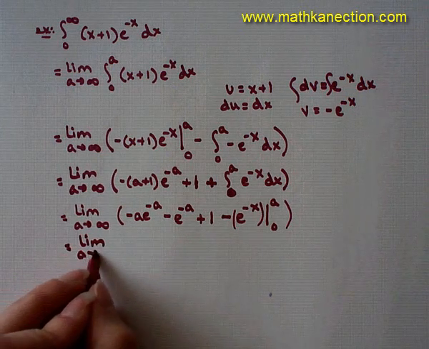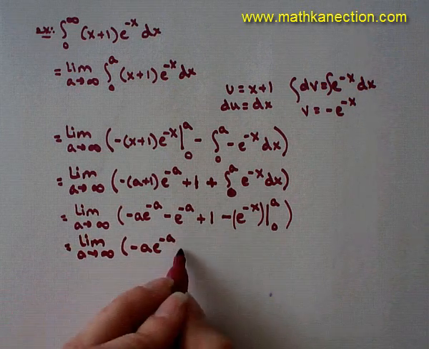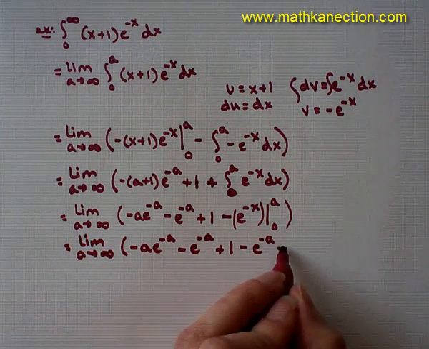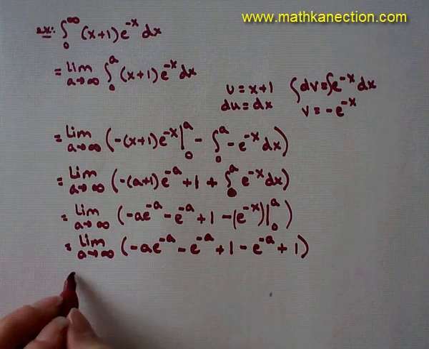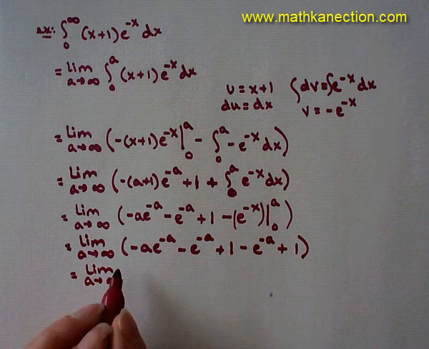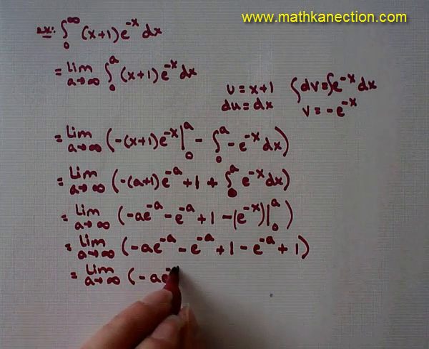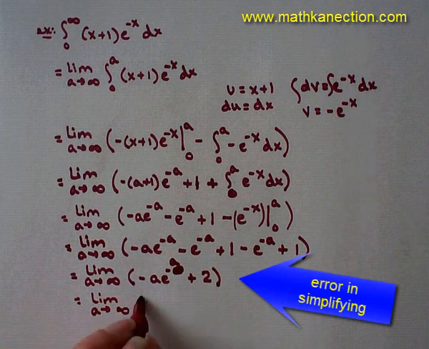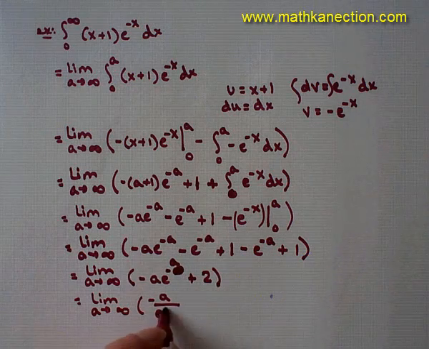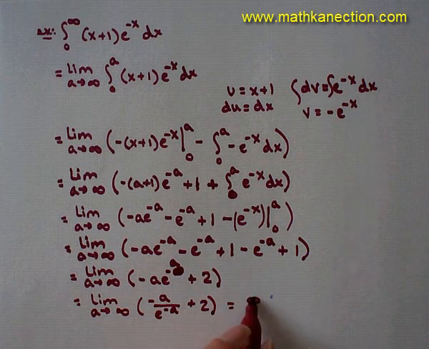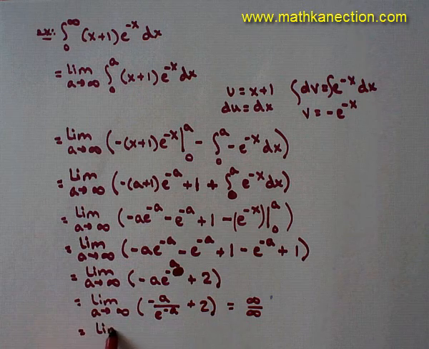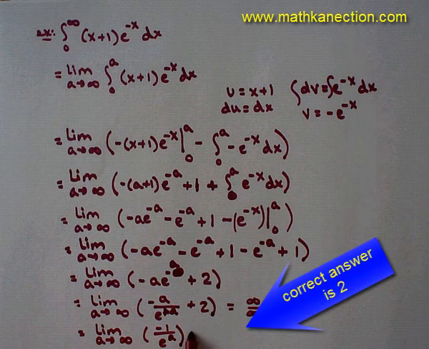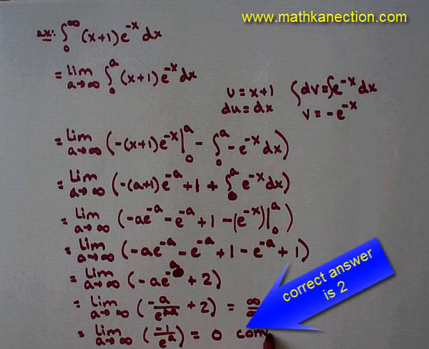So the limit as a approaches infinity of negative a e to the negative a minus e to the negative a plus 1, then replacing in the value of a to get negative e to the negative a and 0 to get 1. Then combining like terms, we have the limit as a approaches infinity of negative a e to the negative a plus 2. So the limit as a approaches infinity of negative a over e to the a plus 2. That gets infinity over infinity, so by L'Hopital's rule, we have the limit as a approaches infinity of negative 1 over e to the a, which then becomes 0, so this integral converges to 0.